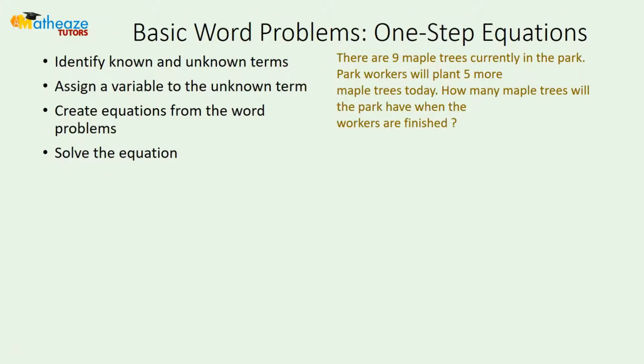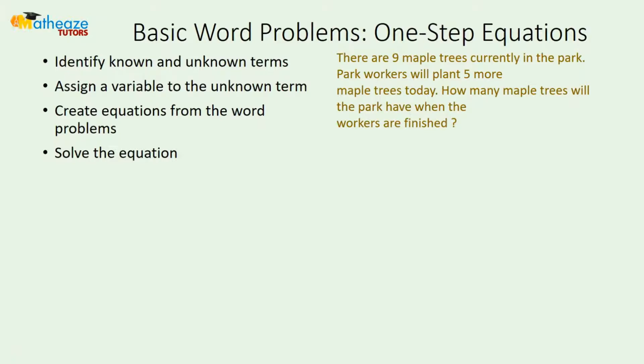Generally, for word problems, you want to identify the known and unknown terms. We want to assign a variable to the unknown term. We want to create an equation and then solve the equation. Solving the equation should give us the value of the unknown term. So let's look at this example here. The example reads, there are 9 maple trees currently in the park. Park workers will plant 5 more maple trees today. How many maple trees will the park have when the workers are finished?